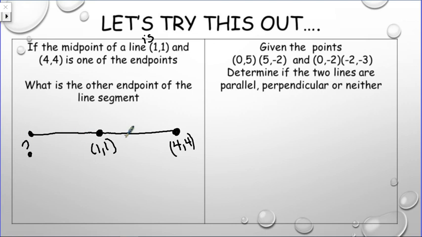So if I'm trying to find this one, where do I put this point on the coordinate plane? I'm going to call the endpoints A and B, and I'm just going to call the midpoint M. So where do I put A so that MA is the same distance as MB? Because that's the definition of a midpoint. It's the coordinate that splits the line segment into two equal pieces.